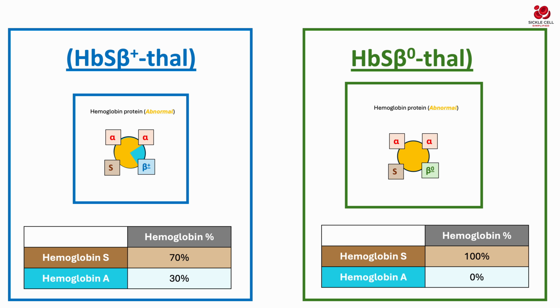I'll put this slide up for just a second so you can see the comparison between the hemoglobin Sβ plus thalassemia, where we get a little bit of that hemoglobin A to bring down some of our hemoglobin S levels, and then our hemoglobin Sβ⁰ thalassemia, where we get little to no production of that hemoglobin A, so the hemoglobin S percentage remains fairly high.